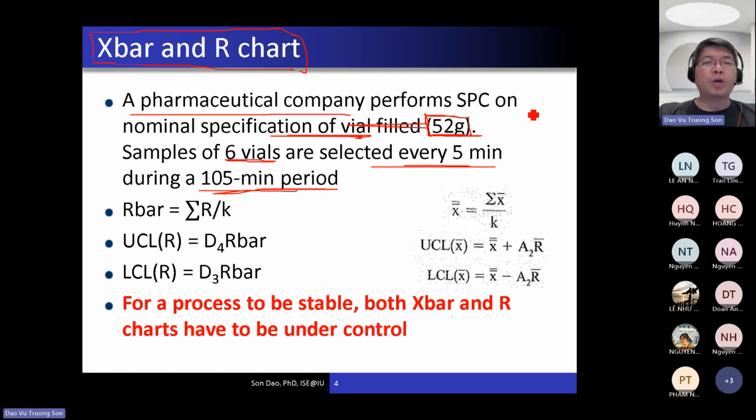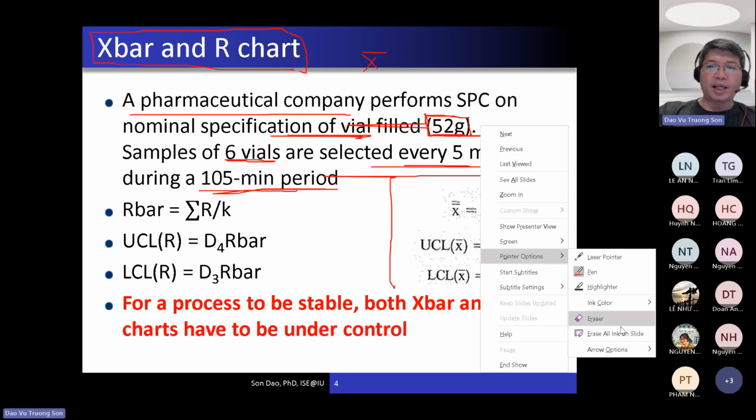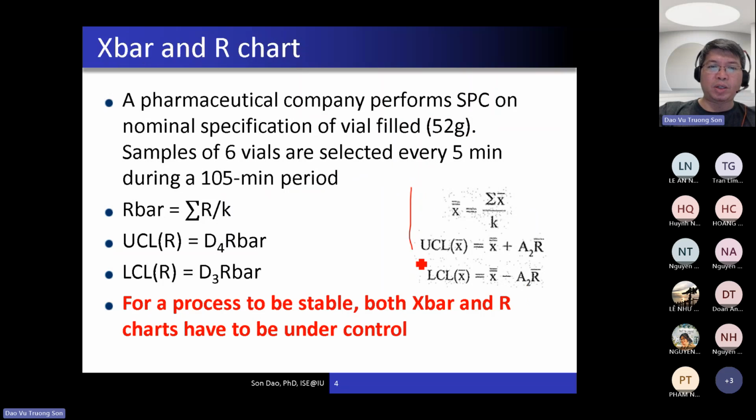So how do we construct the X bar and R chart? So this means we have two charts to work with. The first one will be the X bar chart. As you can see on the right hand side, you can see the information on the X bar chart. Remember, as I've said, for a process to be stable, both charts have to be stable. Okay? This is the X bar chart, and this is the R chart.